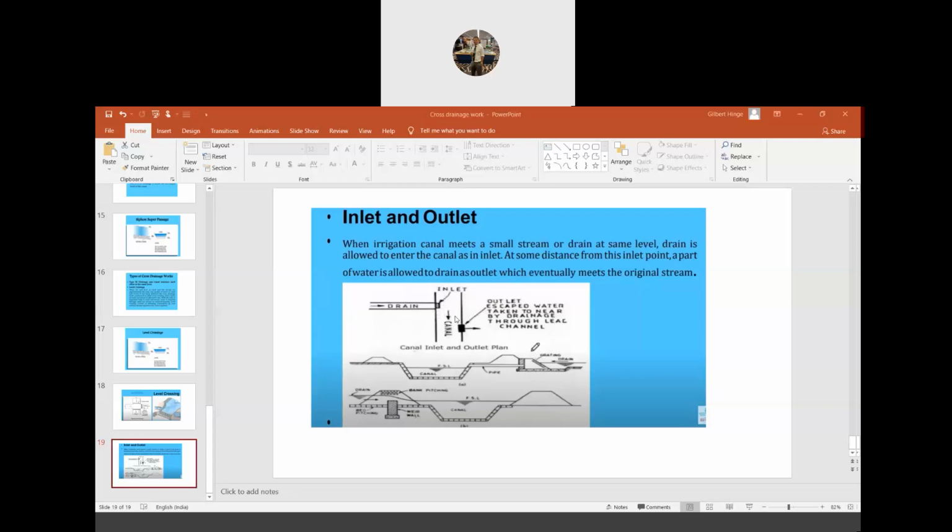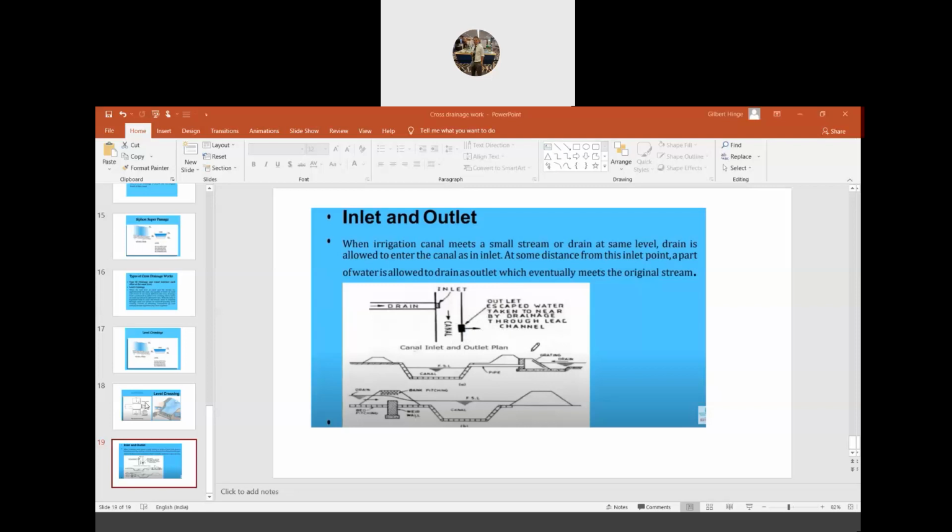Here we have an inlet whereby we control how much water coming from the small stream mixes with the canal. And then at some junction, at some downstream part of the canal, again we have an outlet whereby we allow some part of the water to flow out. Here again we have a small stream, and we allow the water to flow into the small stream using this outlet.